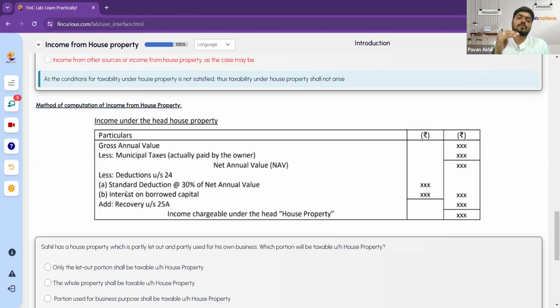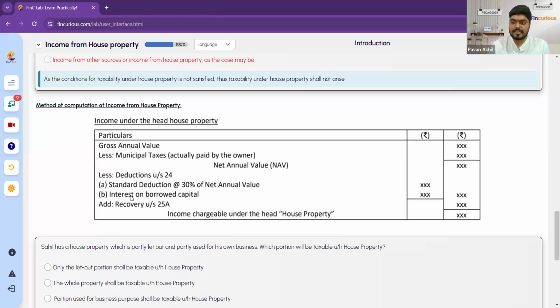Understood? So 30% of net annual value means how much? 90,000 into 30%, that comes to around 27,000. So 90,000 minus 27,000, how much does that come to? 63,000.